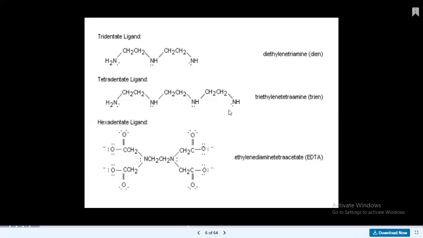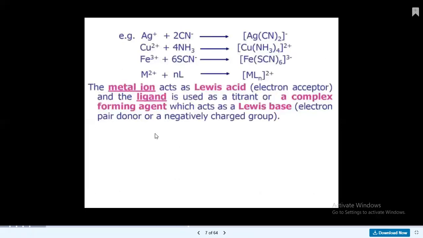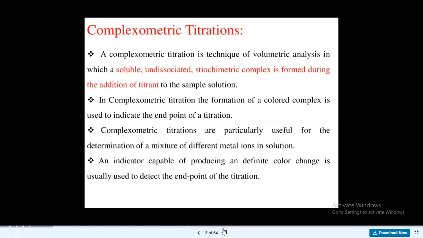Here you have the different structures of monodentate and didentate ligands. And the metal ion acts as a Lewis acid, as we discussed earlier, that is, the electron acceptor, and the ligand is used as a titrant or complex formation agent, which acts as a Lewis base, an electron pair donor, or a negatively charged group. That's some organic molecules that contain a negative charge. Okay, the metal ion is a Lewis acid that can accept the electron pair, and ligands can donate a number of electron pairs.